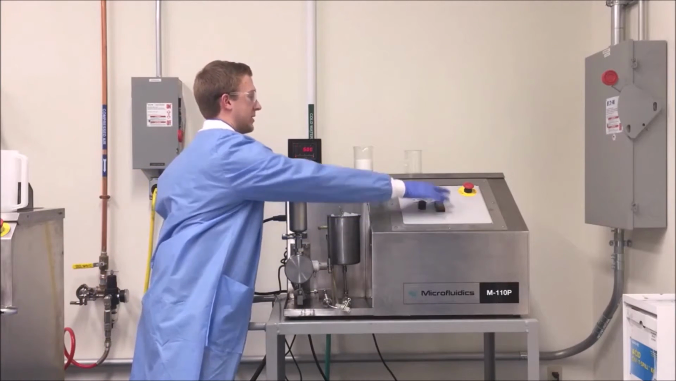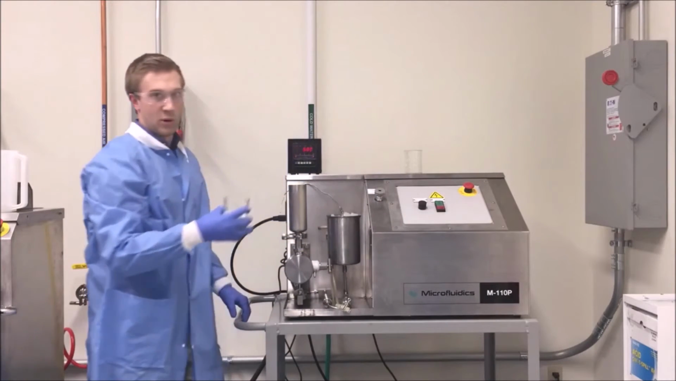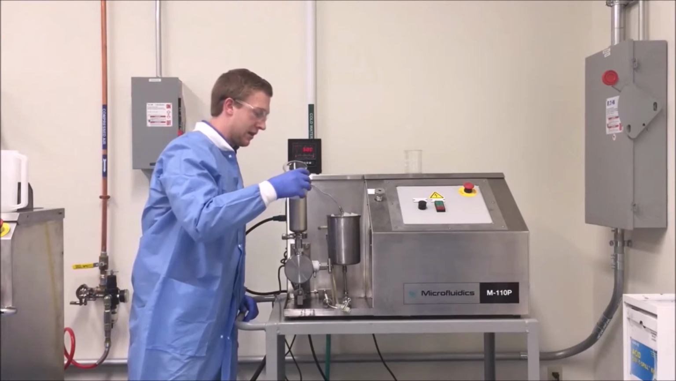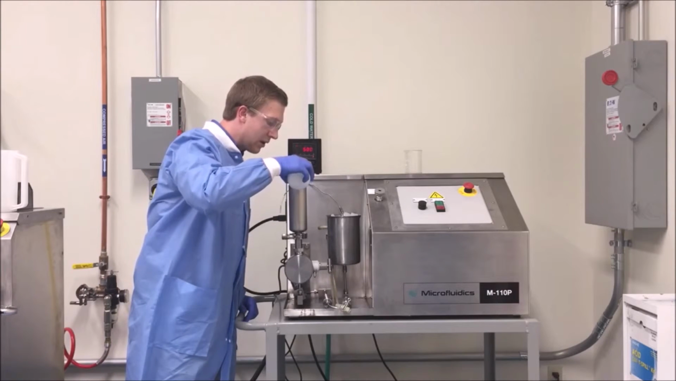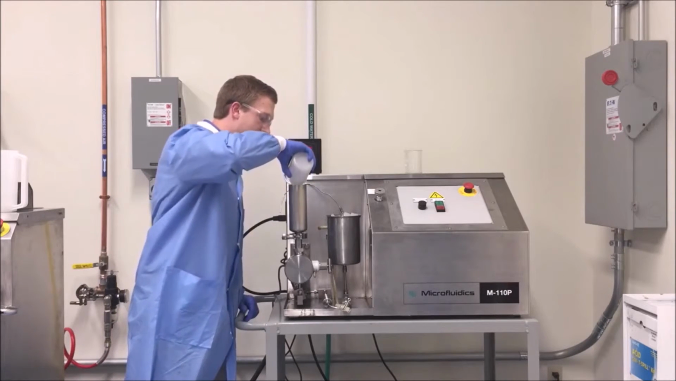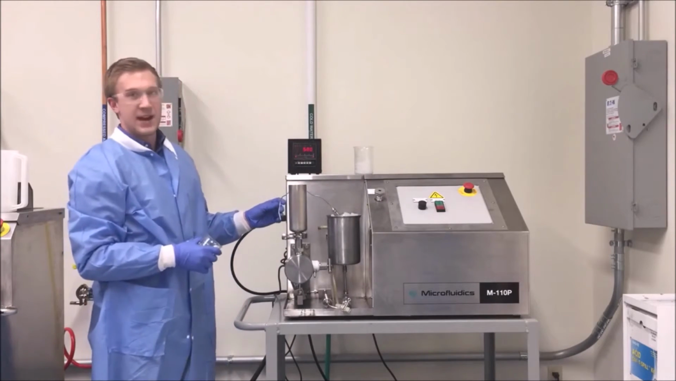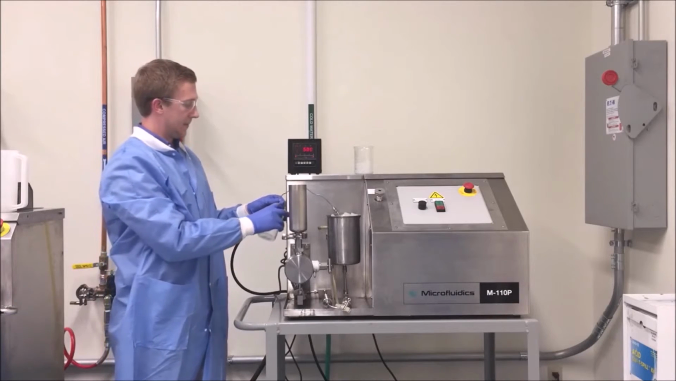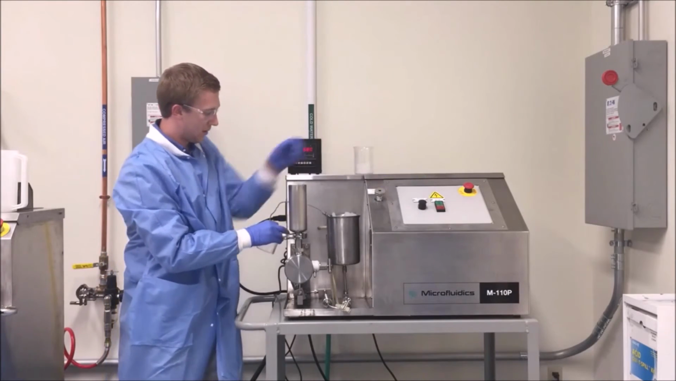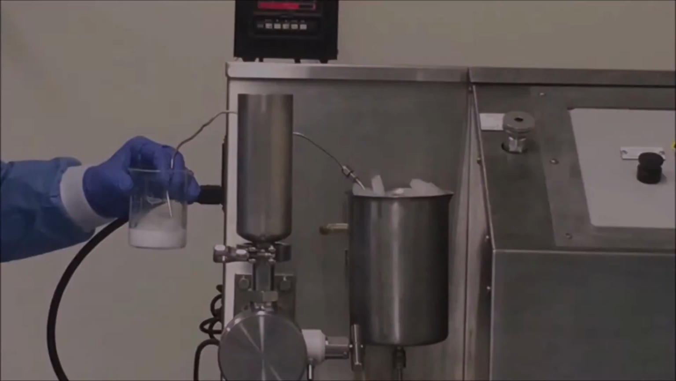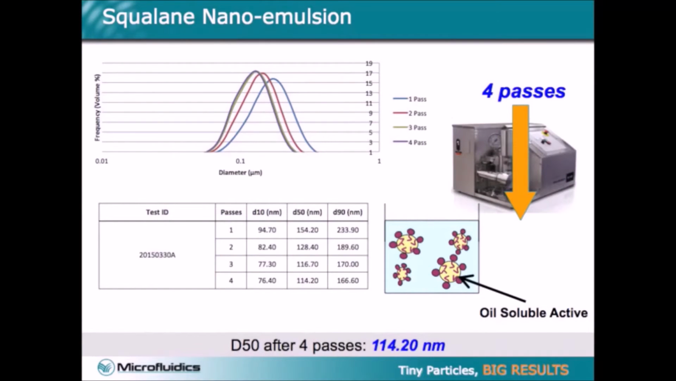We turn on the microfluidizer, pull the premix into our inlet, and we'll process for up to 4 passes at 30,000 psi. After 4 passes, the microfluidizer was able to achieve a D50 of 114.2 nanometers.